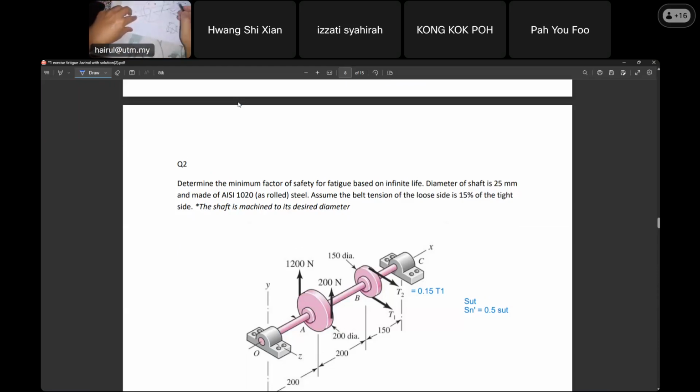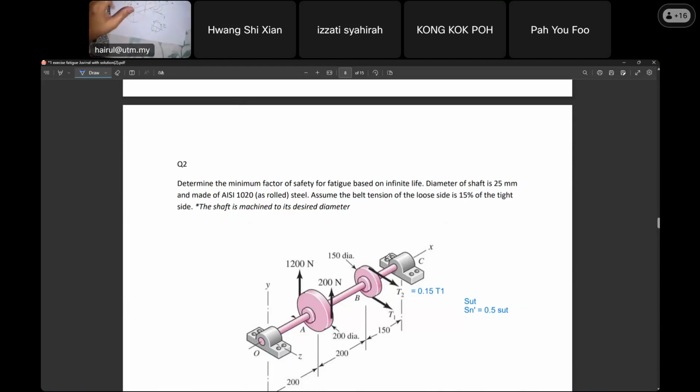Like bending, the top is tension and the bottom is compression. That's why I go for a sine wave, completely reversed, right? But for torsional stress, along either the top or bottom of the circumference while the shaft is rotating, the torsional stress remains the same value, 16T over pi d cubed.